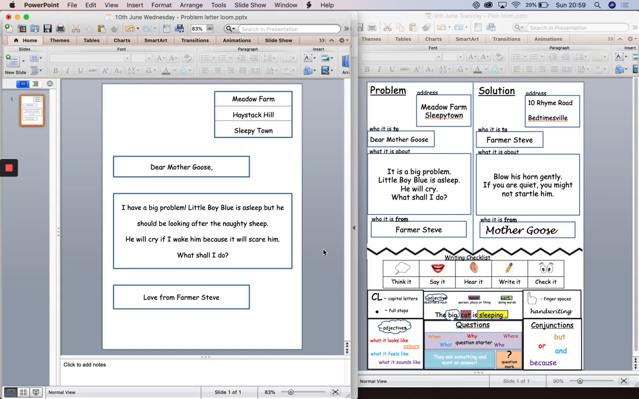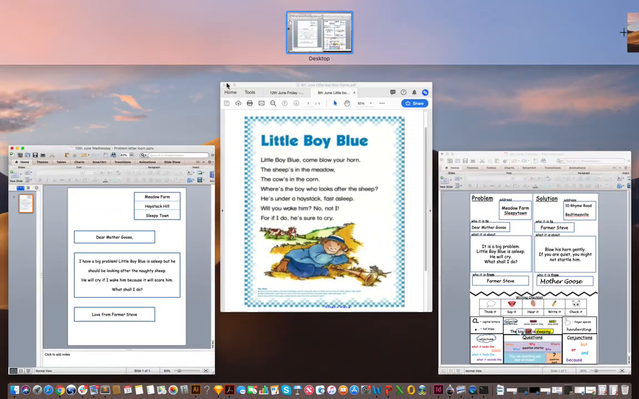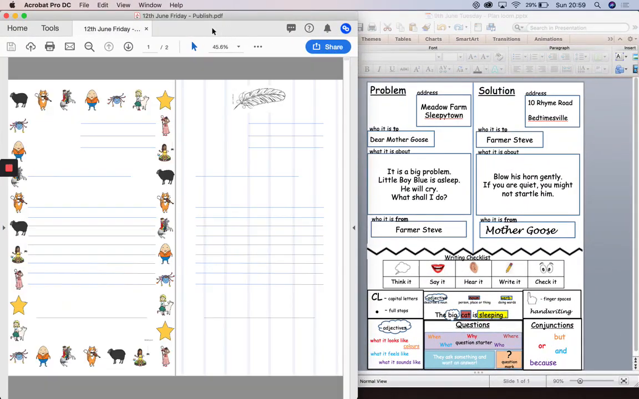So you would write your problem letter on Wednesday. On the Thursday, you will write the solution letter. Now Friday, I have got some paper here for you to write out and publish your letters neatly. Again, you can print these off, but if you choose not to, that is absolutely fine. Just publish it, make it as neat as possible, best handwriting, and with all of your edited mistakes. As neatly as you possibly can.